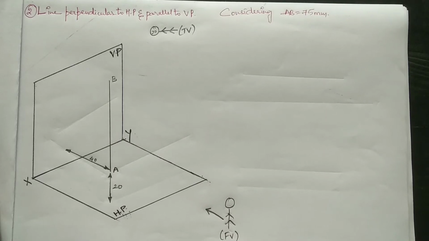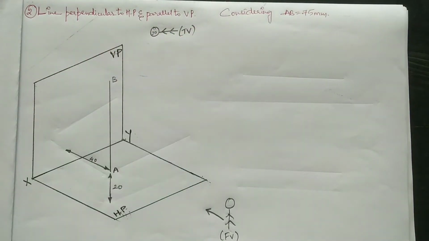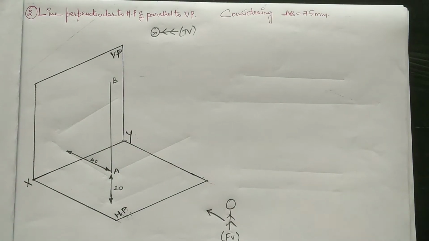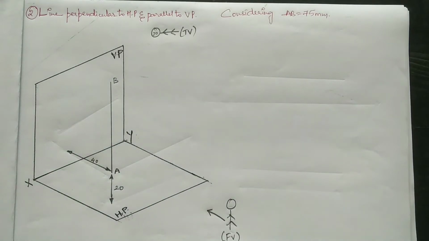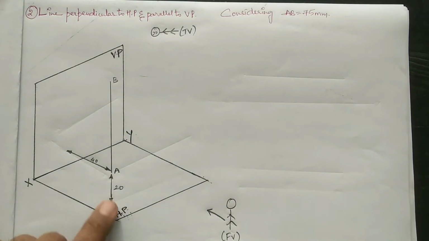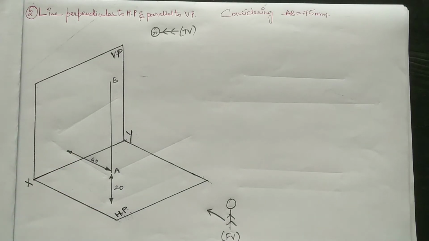Coming to the second orientation, it is mentioned that a line is perpendicular to HP and parallel to VP. Here is a line of 75 mm length, considering AB equals 75 mm, whose position is 20 mm above HP and 40 mm in front of VP. So how do we need to go ahead for drawing its projections here?